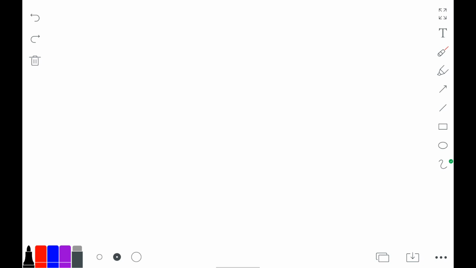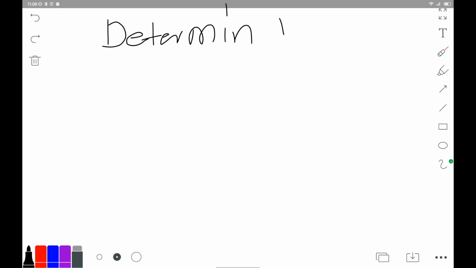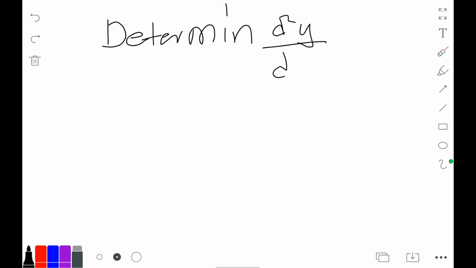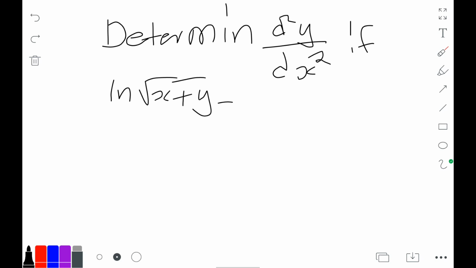So now I'm going to write down on the board the equation that we are going to solve today. The question says determine d squared y over dx squared, if ln of square root of x plus y equals x. So this question, when we look at it, it's an implicit question.